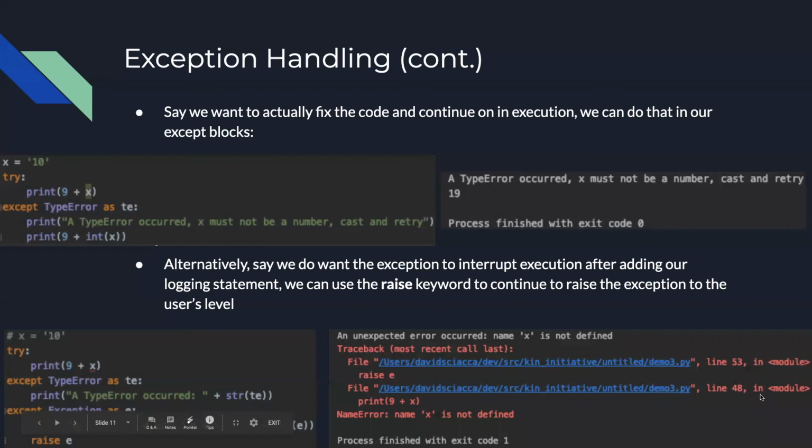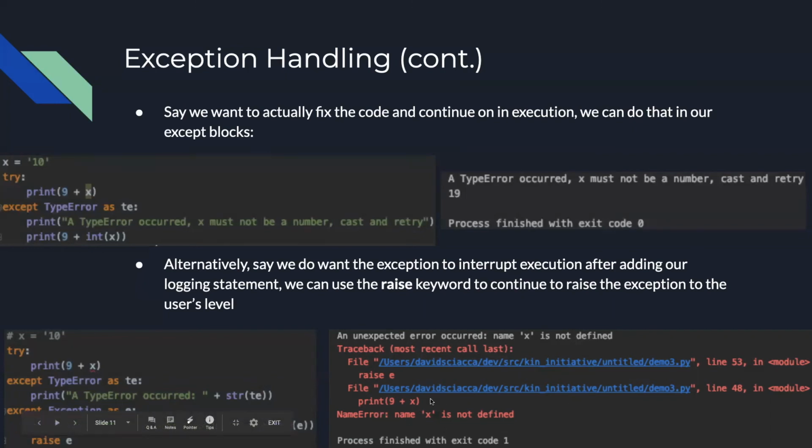So we see that in line 48, the erroneous code was print 9 plus x. So that's my erroneous code there. And then I get a name error. So the error that happened here is a name error. So it wasn't a type error, wasn't a value error. So even the code that I had on previous slides wouldn't have handled it correctly. But now I know it's a name error that occurred and name x is not defined. You'll notice this is the same string that was output up here, name x is not defined. So this is basically the string version of that exception.